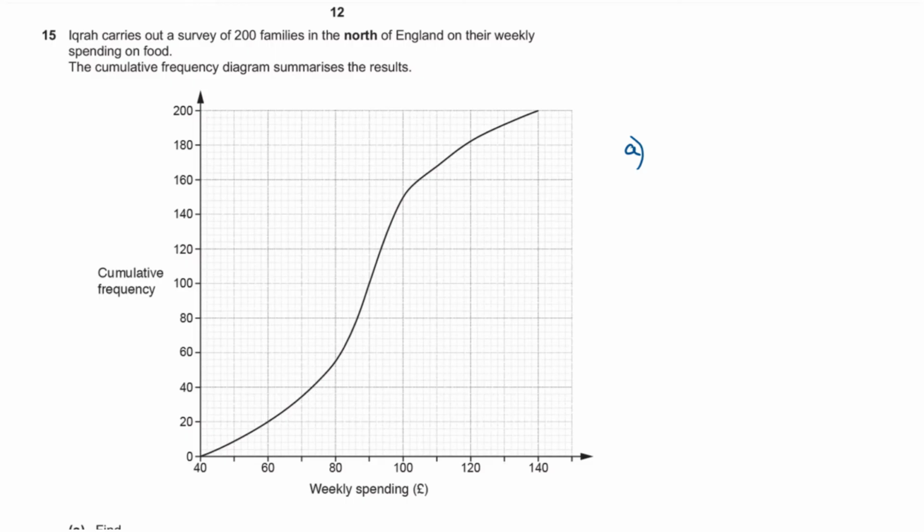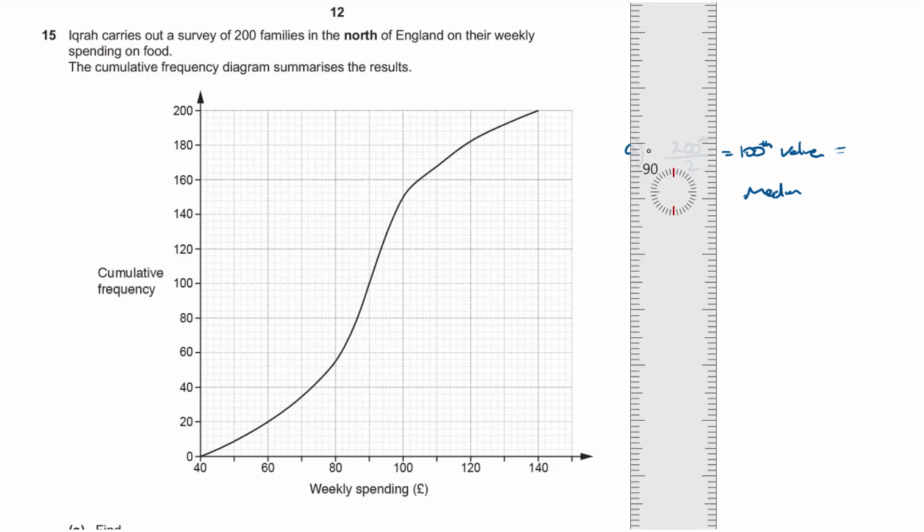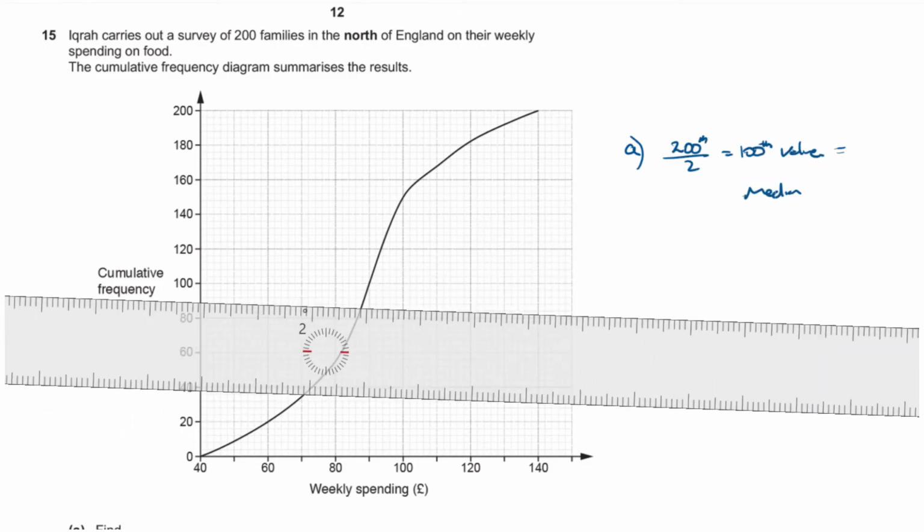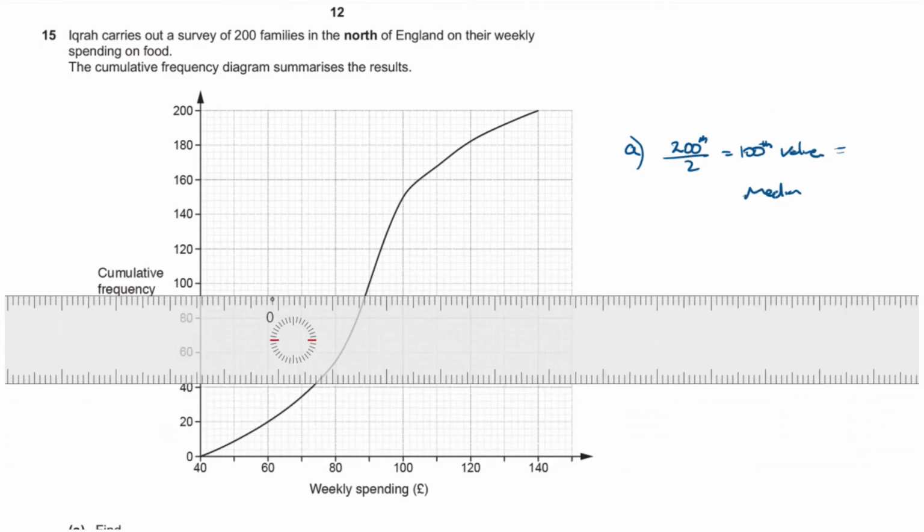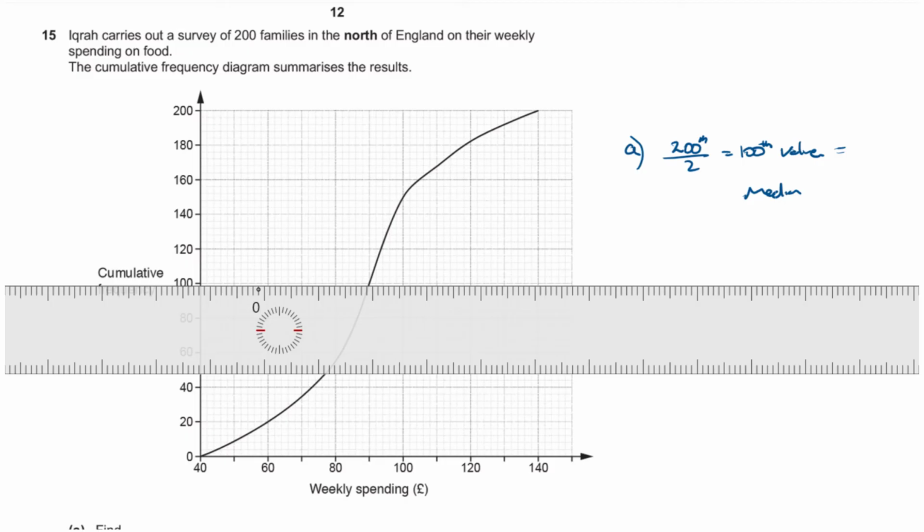Strictly speaking, I should add 1 and divide by 2. But with this sort of scale, it doesn't really matter. I might as well just use 200. So the 200th divided by 2, which is the 100th value. What's that equal to then? The median is going to be what I get from the 100th value, or from the 100th person. So from my graph, I'm going to find 100, read across and read down, and that will be my median.